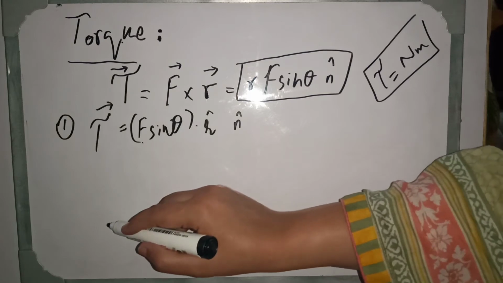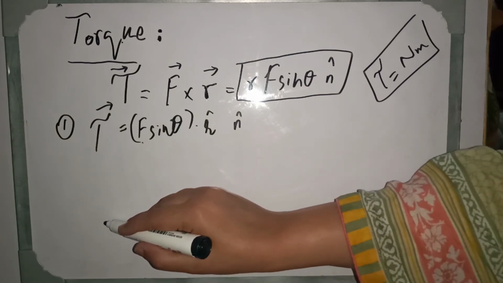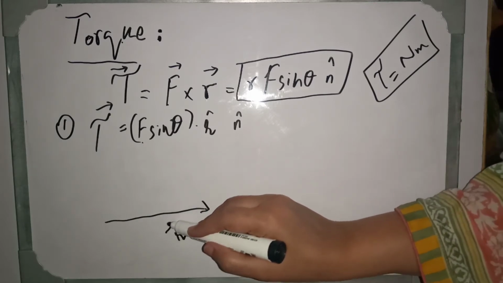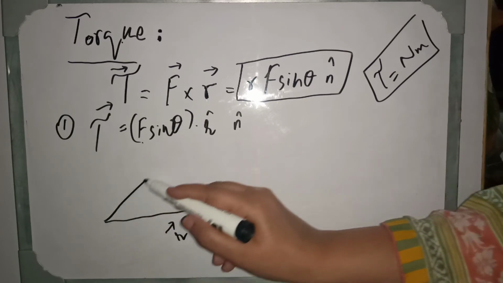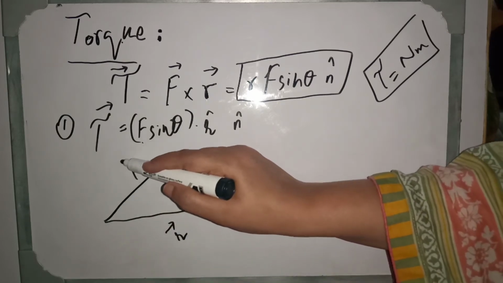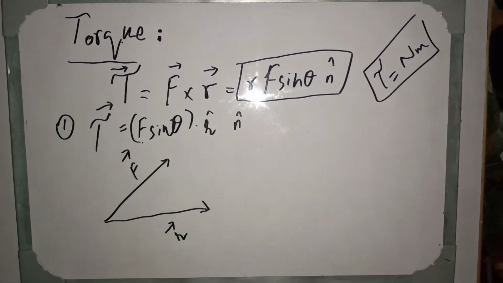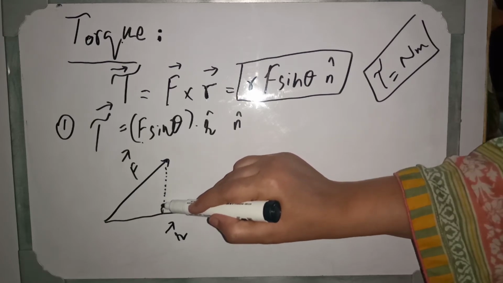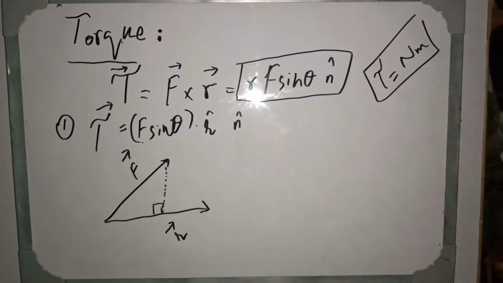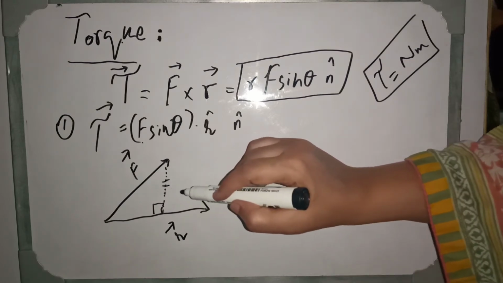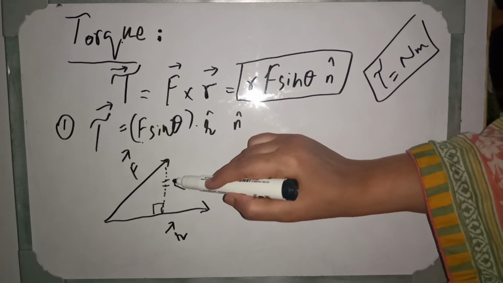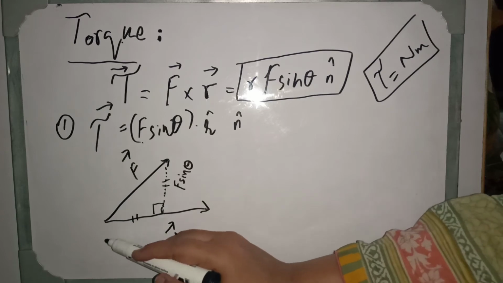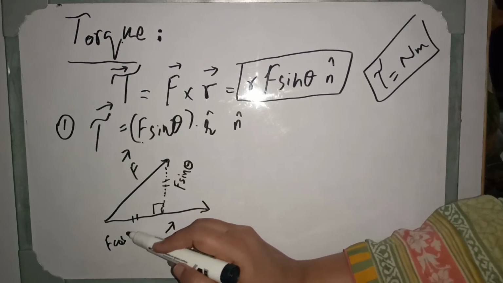We can make the diagram of this equation like this: this is the moment arm R, which is in this direction. This is the force, which is in this direction. To find the component of force, we will drop a perpendicular from the head of F on R, and this is the perpendicular, making an angle of 90 degrees with R. This component of F is called the y component, and this is equal to F sine theta. This component is the x component, and this is called F cos theta.